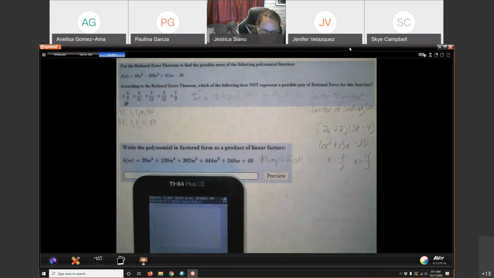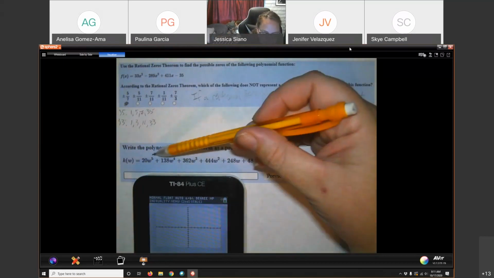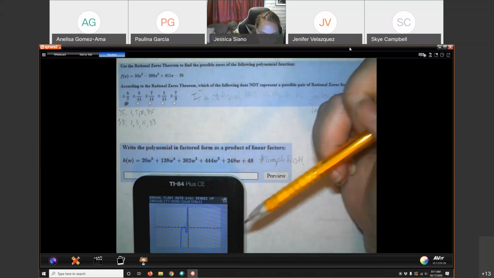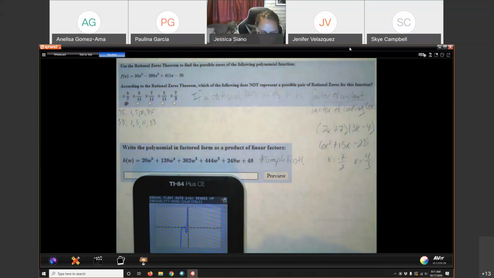So always graph first. Now this is a 5th degree polynomial, so I'm expecting to be able to find 5 zeros. All right, that's weird. Let's take a look at the table and see if there are any zeros that we can find from the table.